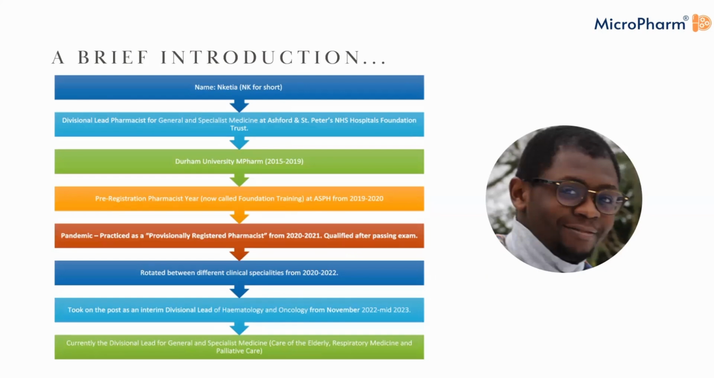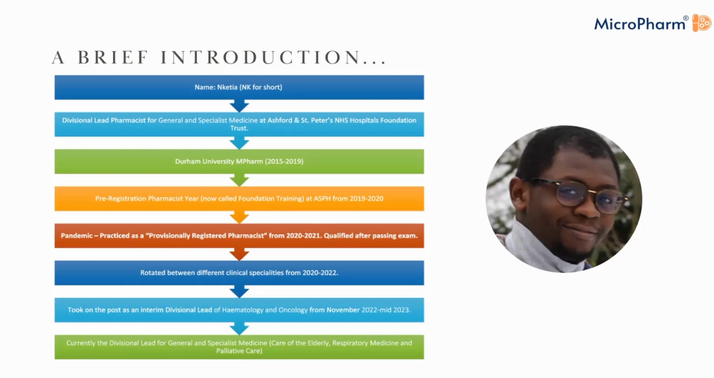I was one of the pharmacists or pre-reggers who was affected by COVID. So unfortunately, I didn't get to do the registration assessment in 2020 because the Excel Centre became Nightingale. So we were provisionally registered, and that was from the end of 2020, around September, August, until March 2021. So I passed after qualifying. Well, I qualified after passing the exam first time.